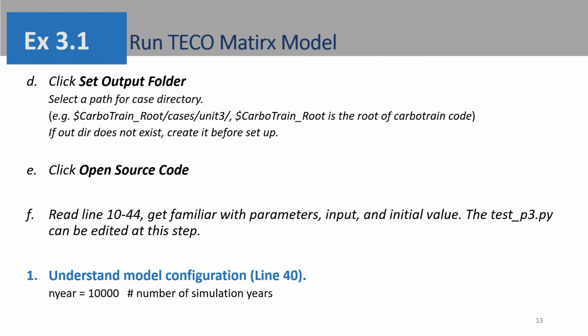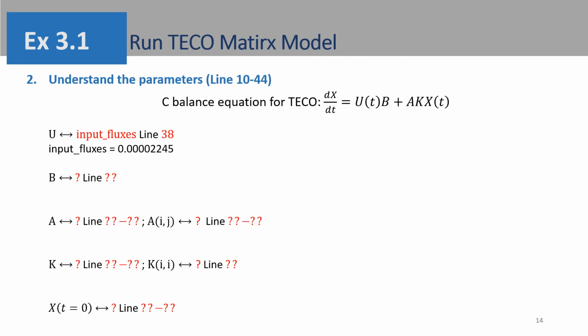Then click Open Source Code and read line 10 to 44 to get familiar with the configuration and model parameters. For example, on line 40, end year tells the model to run 10,000 years. Now, let's get familiar with the parameters. All the parameters are in the source code from line 10 to 44. For example, U in the above equation represents carbon input. The corresponding parameter in the code is input underscore fluxes in line 38.